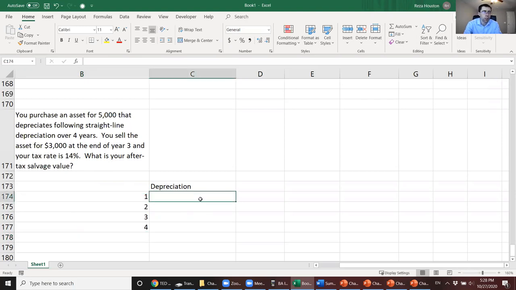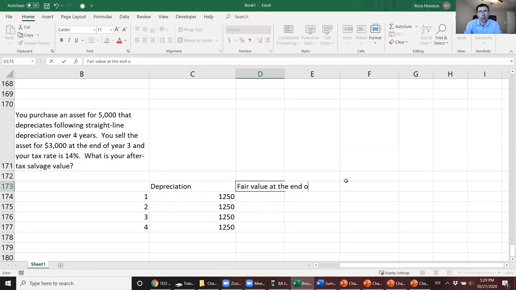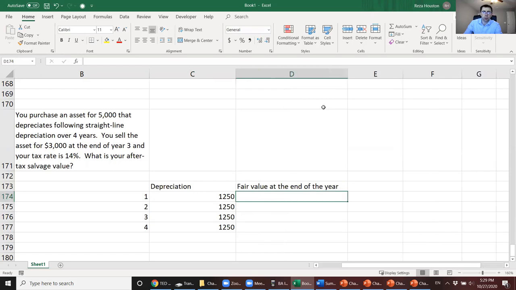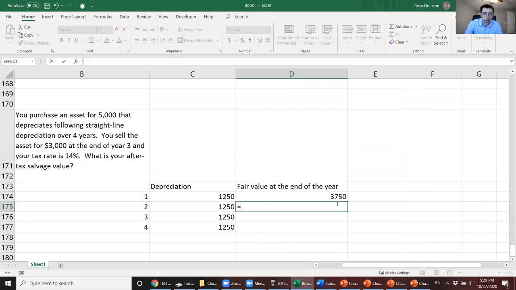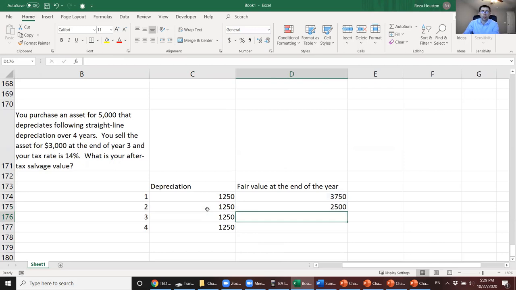Okay, so depreciating at a straight line rate means that every year, your depreciation is going to be $1,250. And at the end of each year, you're going to have a fair value associated with this asset. At the end of year one, the fair value, or the net value of this property, plant, and equipment, will be $3,750. Next year, it'll be worth half of what it was at the start. And then finally, by the end of the 4 years, it'll be worth zero.